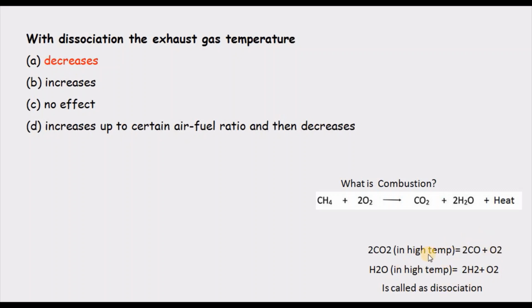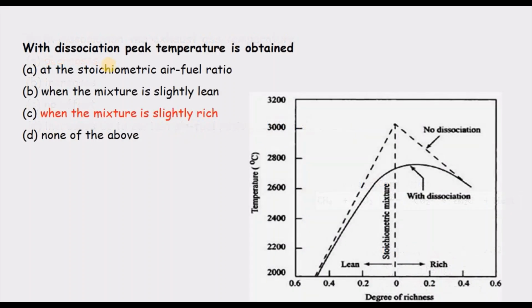So these are endothermic reactions, and they absorb the heat to disintegrate, and this is what we call dissociation. Obviously, since they are absorbing the heat, the net temperature of the content inside the combustion chamber is going to decrease. So the correct answer is A, that is, it is going to decrease. There is no probability of increasing or no effect, or any other possibilities. So the answer is A.